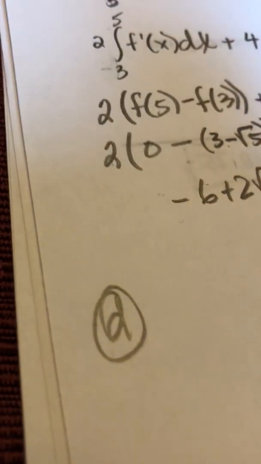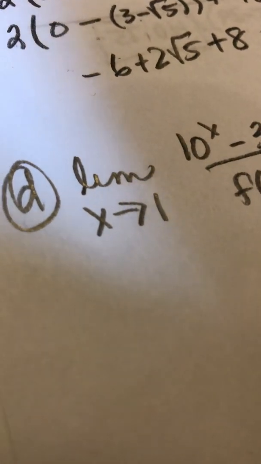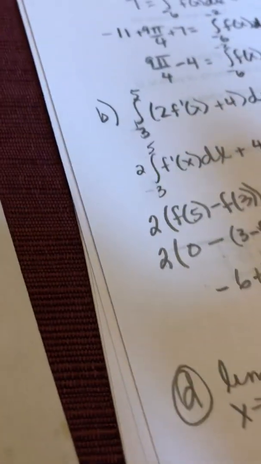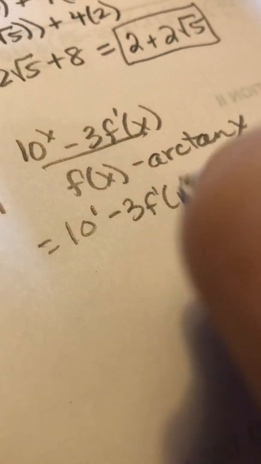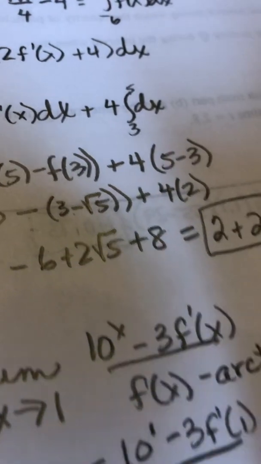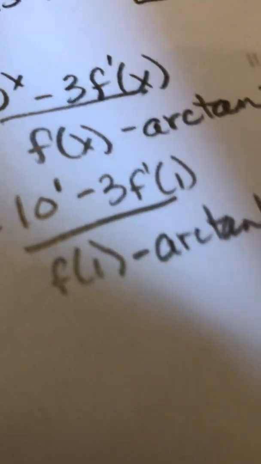Now the last one, and here's again why I think these are good questions. We're combining more stuff. Now we're doing limits. The limit as x approaches 1 of 10 to the x minus 3 times f prime of x over f of x minus arctan of x. So what do we do when we have a limit? We sub in. So it's going to be 10 to the first minus 3 times f prime of 1 over f of 1 minus arctan of 1.